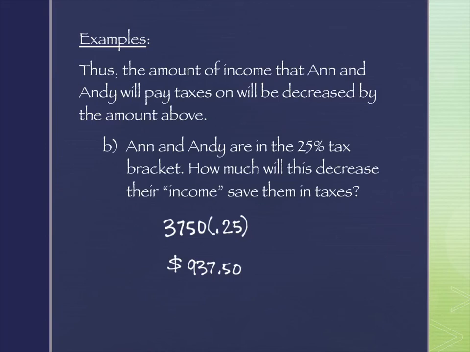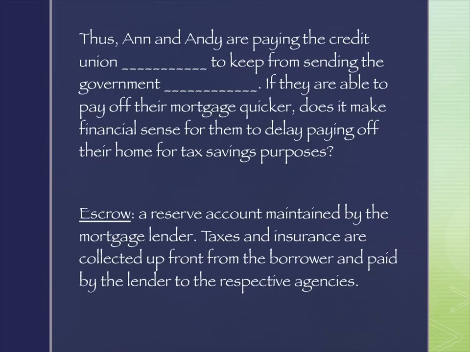Now, if they've already got the mortgage and they aren't in any position to pay it off, are you going to take the $1,000 tax break? You betcha. I mean, if they wanted to tell you that you owe $1,000 less in taxes, none of y'all are going to complain. You're going to be like, score. But that's not the issue here. The issue is whether or not it's a good idea to hang on to the mortgage if you could have paid it off. So here's the deal. Ann and Andy are paying the credit union $3,750 in that first year, to keep from sending the government $937.50.